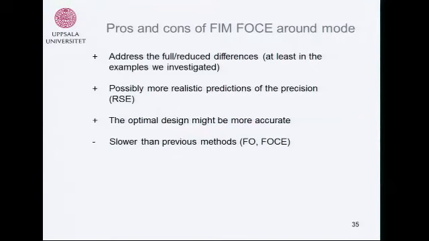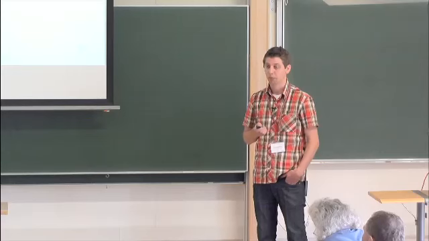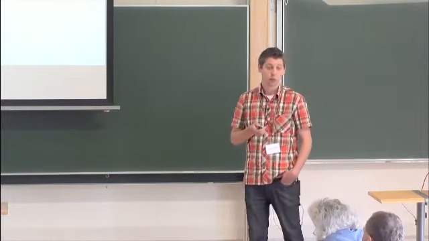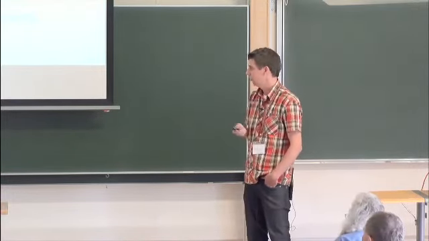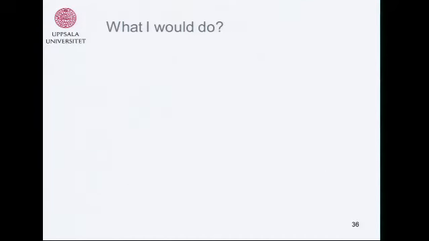It's obviously slower than the FO method because that's analytic. It's also a bit slower than the FOC because we not only take samples, we have to calculate these empirical Bayes estimates. However, that's quite fast though. Obviously, we could suffer from shrinkage, even though unexpectedly, I would say we didn't see that here. And if we have very sparse and uninformative designs. And yeah, as I said before, there's no closed form solution as in the FO-based Fisher information matrix.